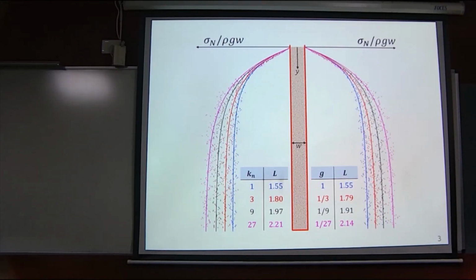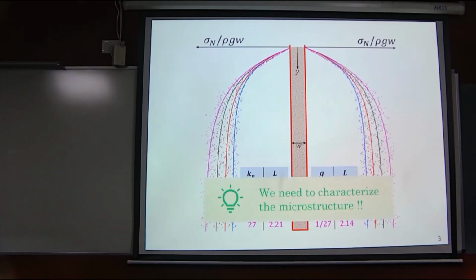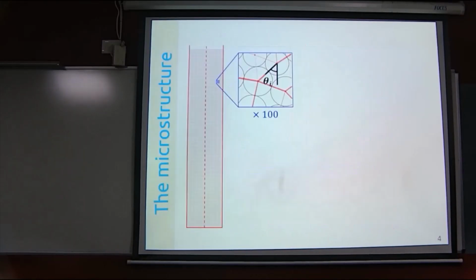What is missing in that model is the microstructure of this packing. Somehow we need to incorporate the microstructure. We need to characterize it in a way that we can use it in a continuum model. So today I will be presenting how to characterize it, what it actually means, and how it changes. In this slide, I will basically talk about the basic features of microstructure.